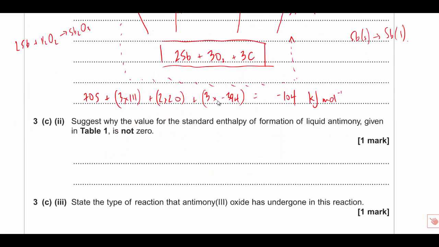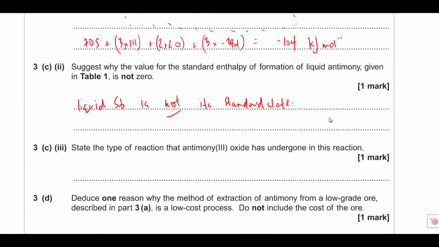3C2 suggests why the value for the standard enthalpy of formation of liquid antimony given in table 1 is not 0. Okay, so I would say liquid antimony is not its standard state. And actually that's something that we mentioned, the idea of it being the liquid is not its standard state, therefore boom, 1 mark.